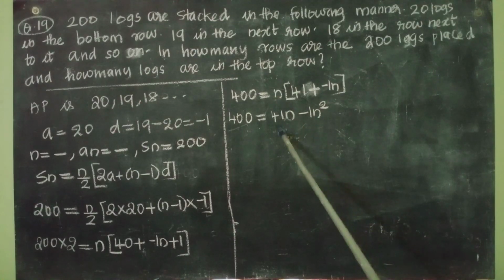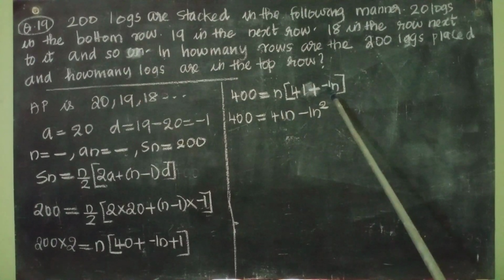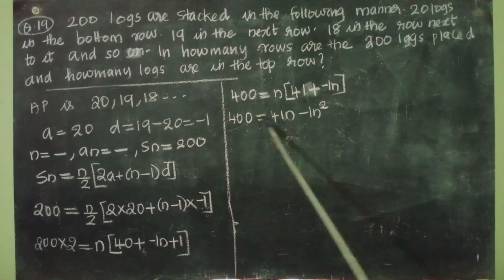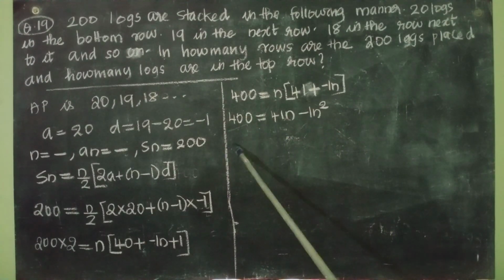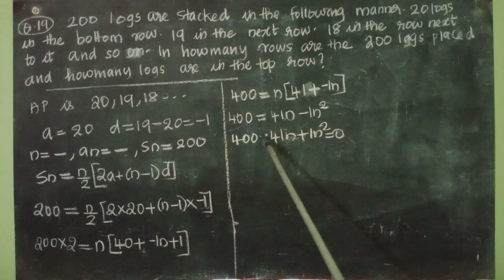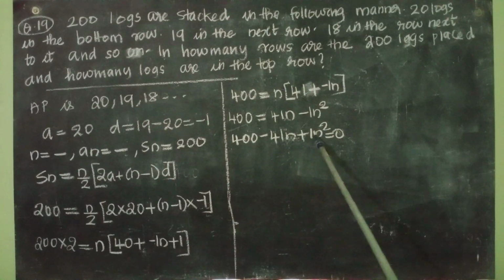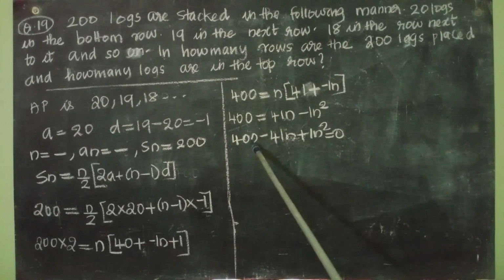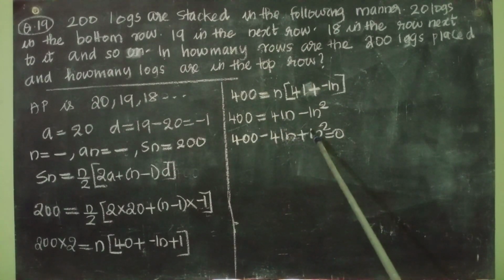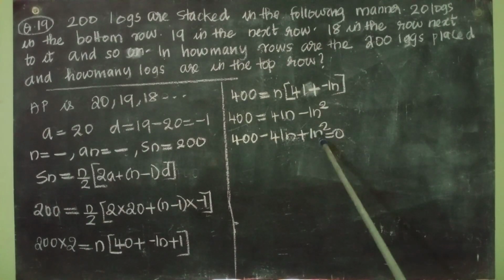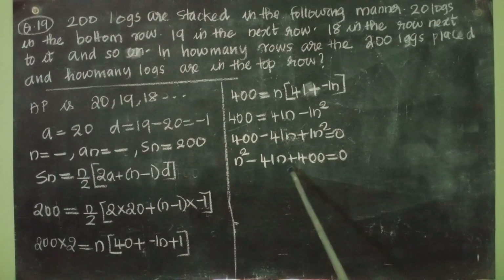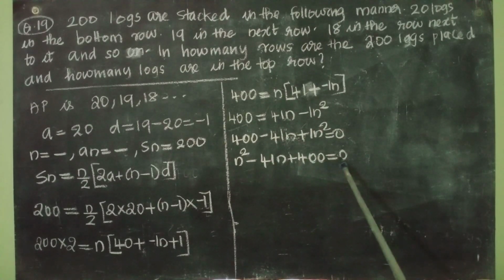41 into n, it is 41n. Minus 1n into n, it is minus 1n square. We can take both these numbers to left side. That is 400 minus 41n plus 1n square. We can write 1n square first, 41n second, 400 third. Then it will become a quadratic equation in n. So we got n square minus 41n plus 400 equal to 0.